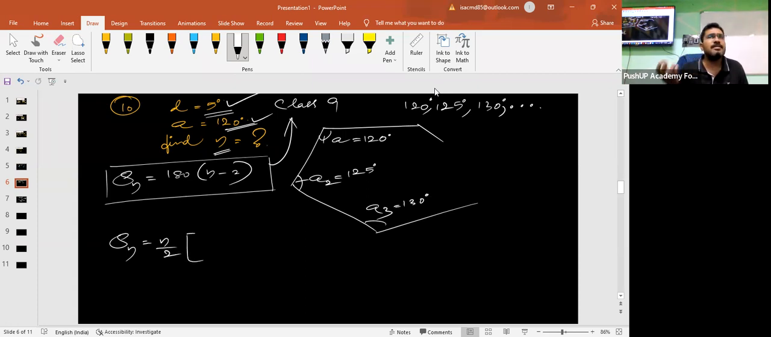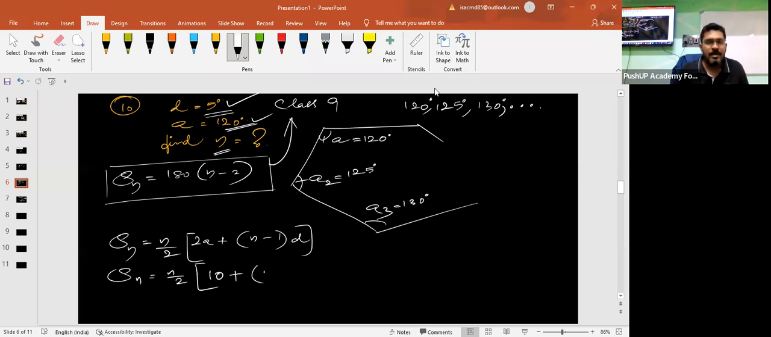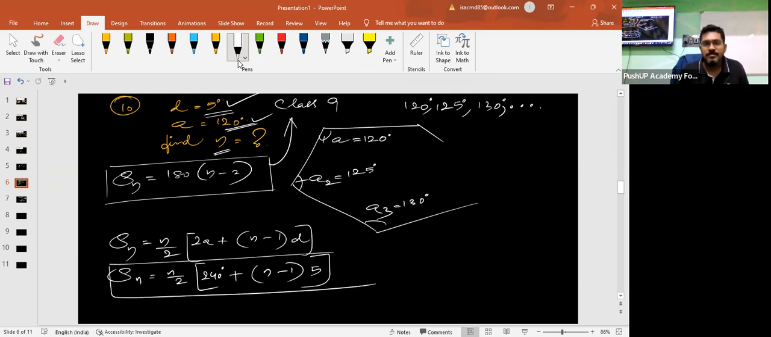So children, when A and D are involved, I repeat, when A and D are involved, you prefer using the second formula. And what is the second formula? It is 2A plus n minus 1 into D. Very good. So in that case, what would be Sn? n by 2 into, what is 2 times A? A is 120, sorry, I took the value of D. So 2 into 120 is what? 240. Thank you, John. Plus n minus 1 into 5. Right? Keep this inside a box.